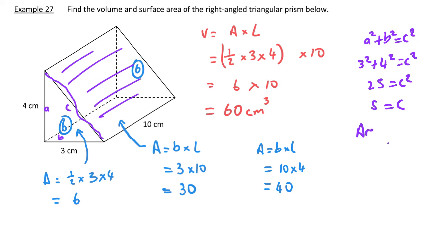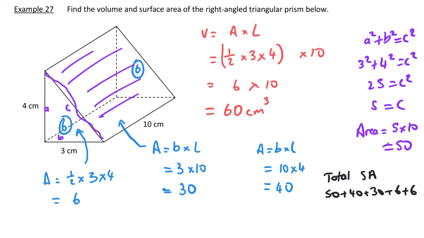So the area is going to be 5 times 10, which is 50. So to get our total surface area, it's going to be 50 plus 40 plus 30 plus 6 plus 6, because the front and the back triangles were both 6. And that gives us a total of 132 squared centimeters.